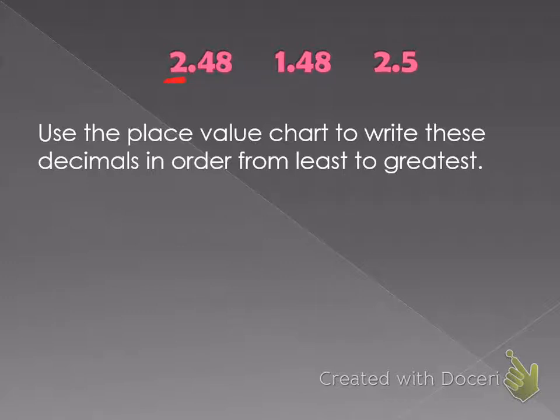So starting in your ones column, compare to put in your first one. Well, the first one for greatest, I'm sorry, I asked you to do it least to greatest, so you're trying to find the least first. Well, 1 is less than 2, so my least has to be 1 and 4800. Now I move to my next place value. I'm in the tenths place. 4 is less than 5, so therefore the second least would be 2 and 4800, leaving the greatest to be 2 and 5 tenths.